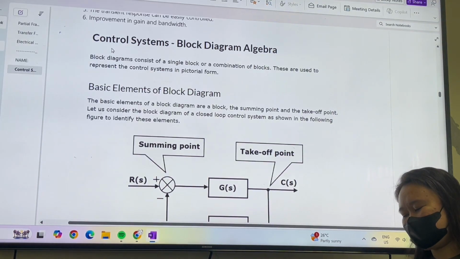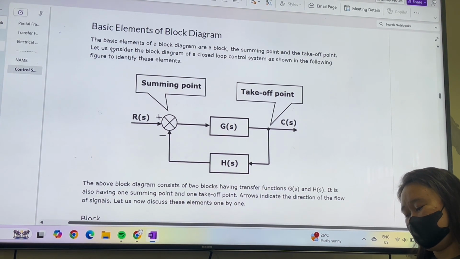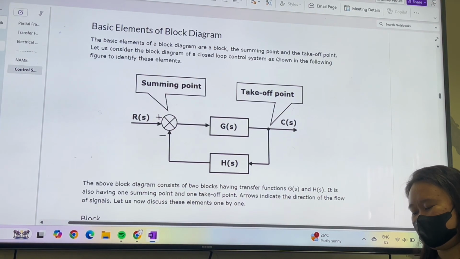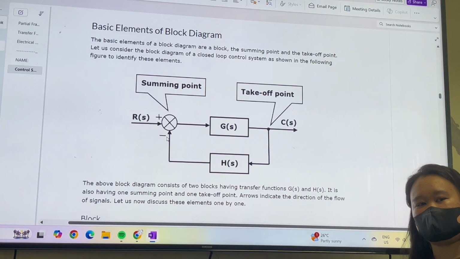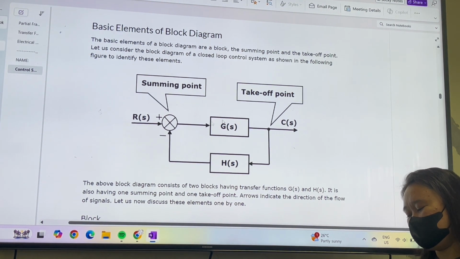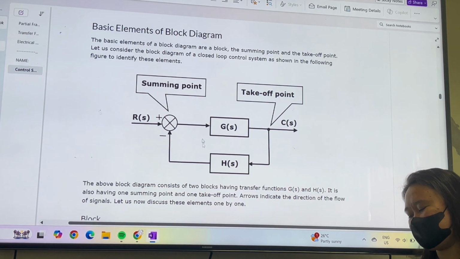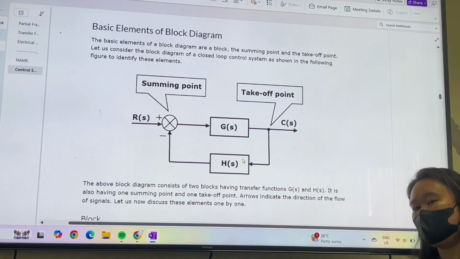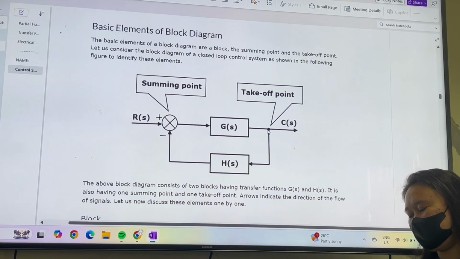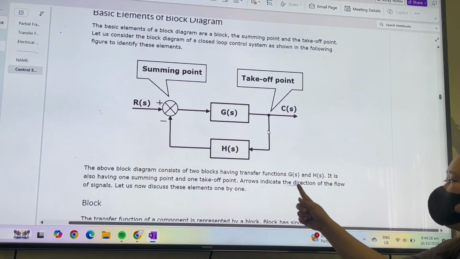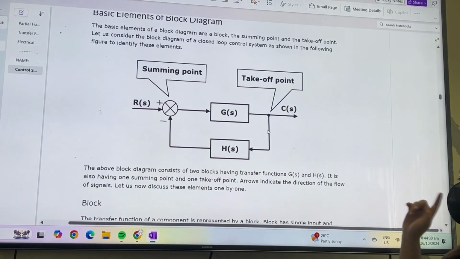So basic elements of block diagram. We have here the block, summing point, and the takeoff point. This is the summing point or ginatawag sa mga reference, summing junction. These are blocks, G of S and H of S are considered blocks. And this node here is the takeoff point. Arrows indicate the direction of the flow of signals.